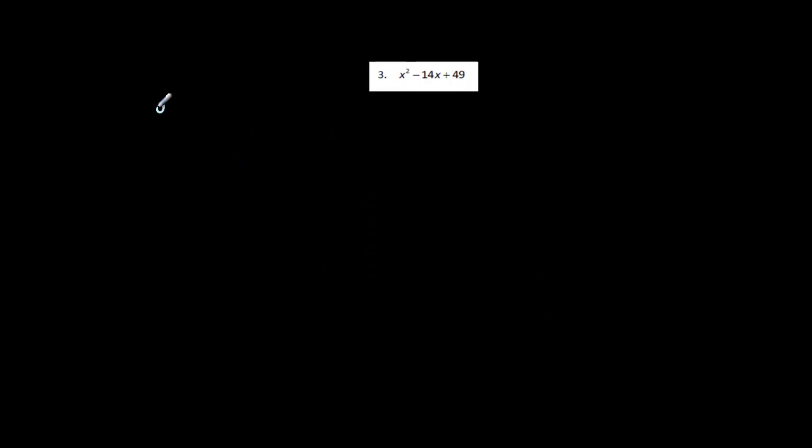Number 3, how's the order? The order is good. Is there a greatest common factor, and is the first term negative? No greatest common factor. First term is not negative. We're good for that. Is it special? The first thing that we want to check for is the ends, or are the ends perfect squares? Yes.